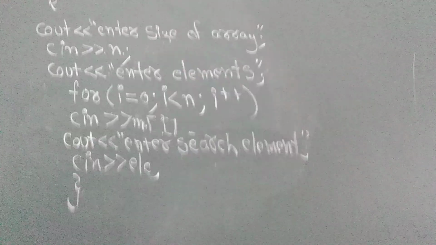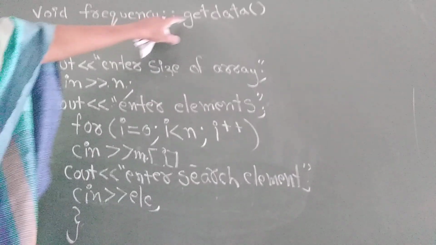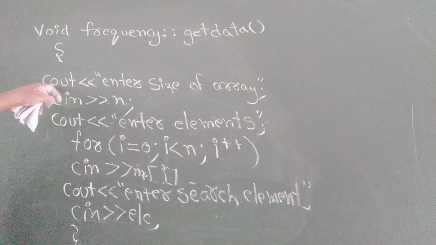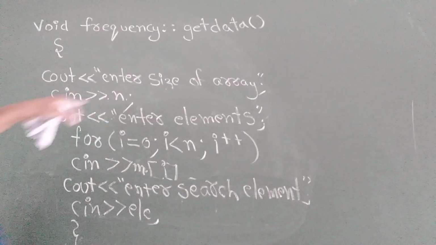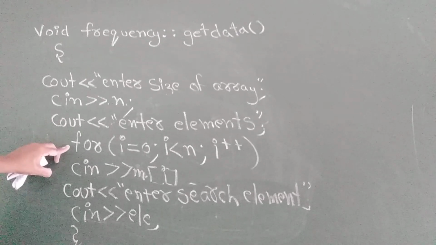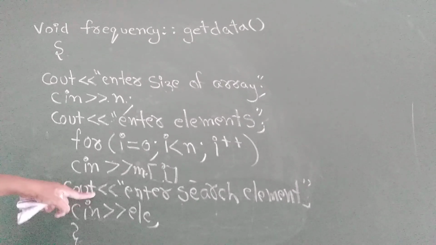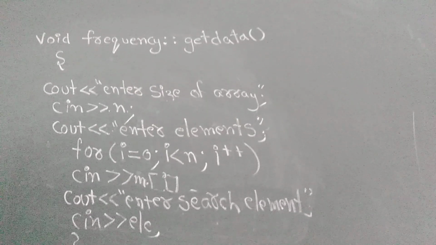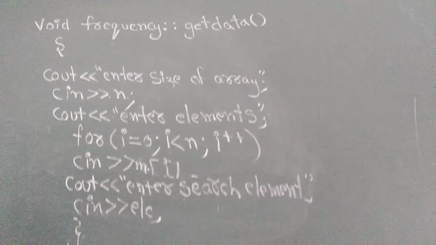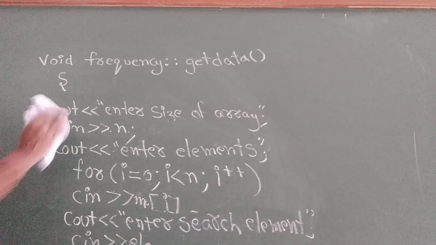Now observe carefully, students. Void frequency scope resolution operator get data of. Here this is the body. Cout enter the size of array, cin n. Cout enter the elements; so many elements are there, so a for loop is there. Cout enter search element, cin ELE. Which element we want to search, that element we store in ELE. ELE is a memory location where we store the element, students. Now we will see the third part.